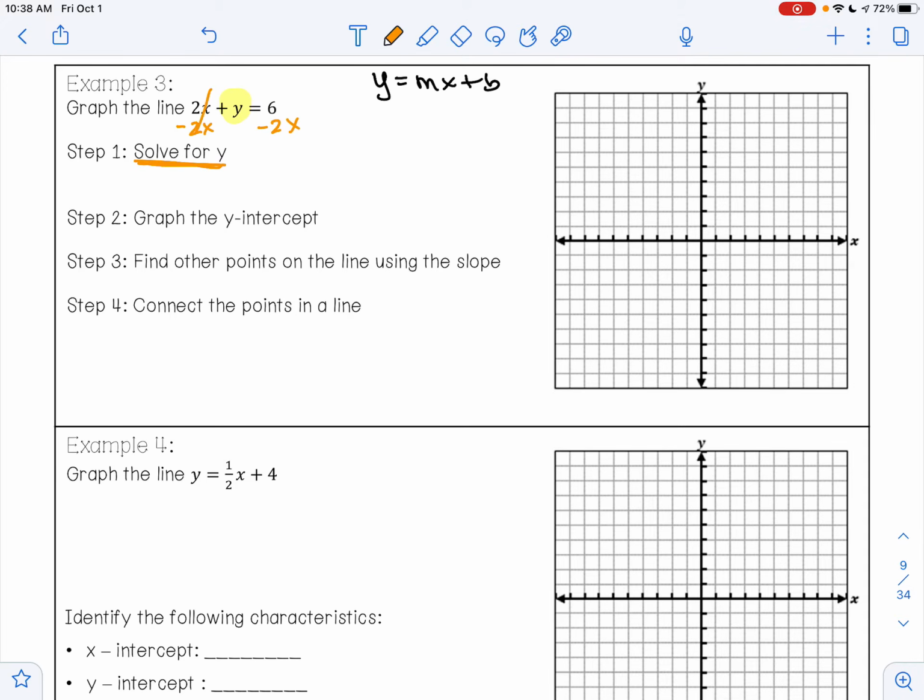2x minus 2x is 0. I'm going to bring down my y. Negative 2x and 6 are not like terms. But I want this to be in slope-intercept form, so I need my 2x to come first and the 6 to come second. So negative 2x will come first, and then I'll have plus 6. And by writing it this way, it makes it so that mx comes before b. So this is the equation that I'm going to be graphing.